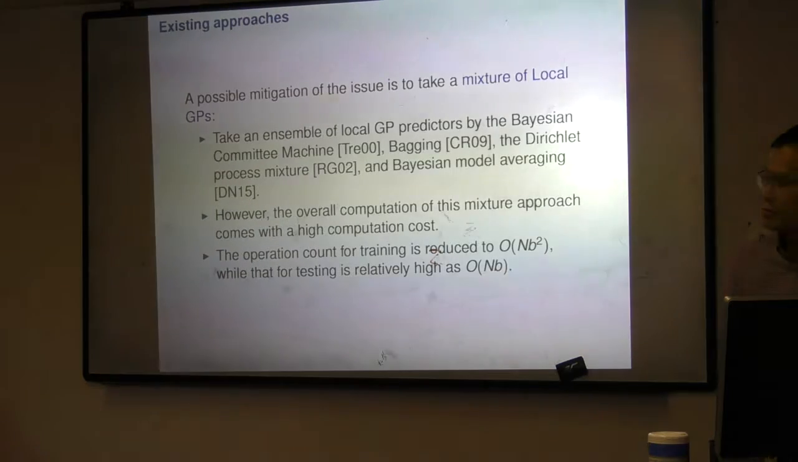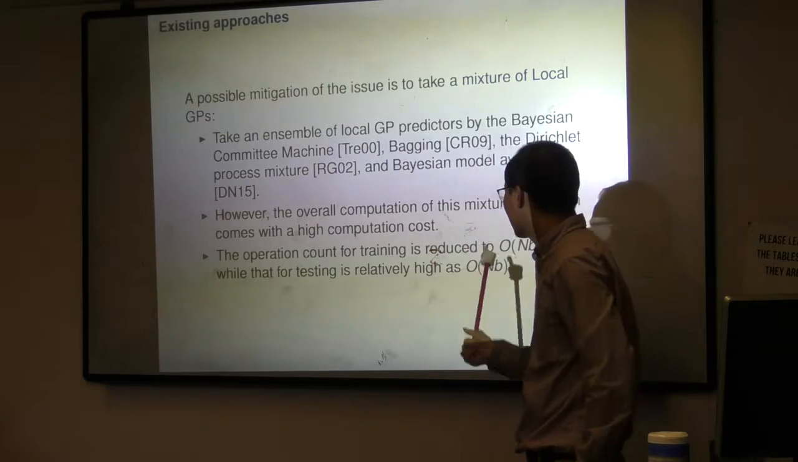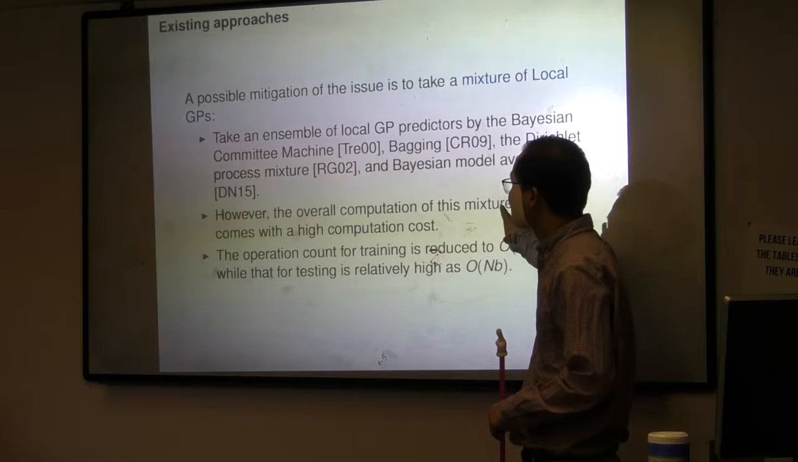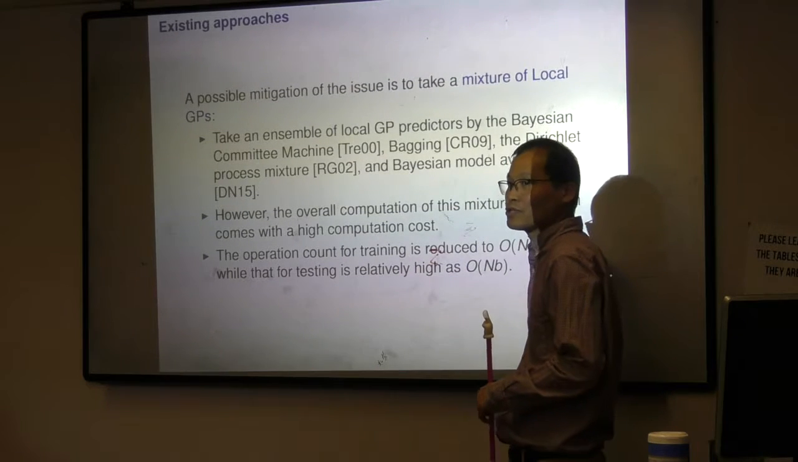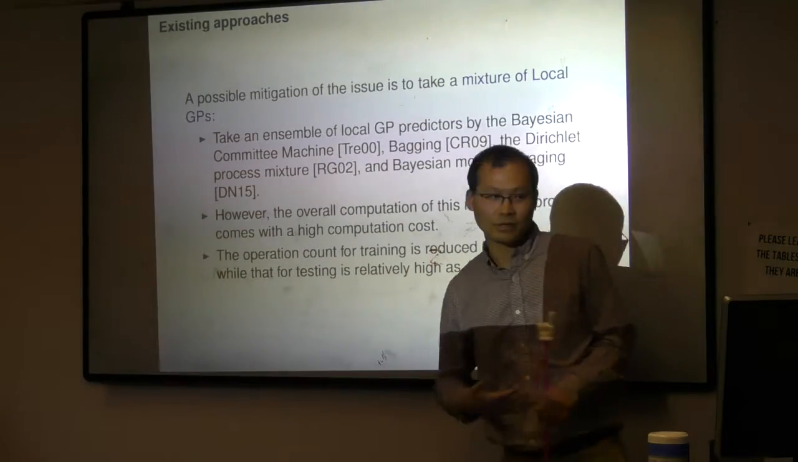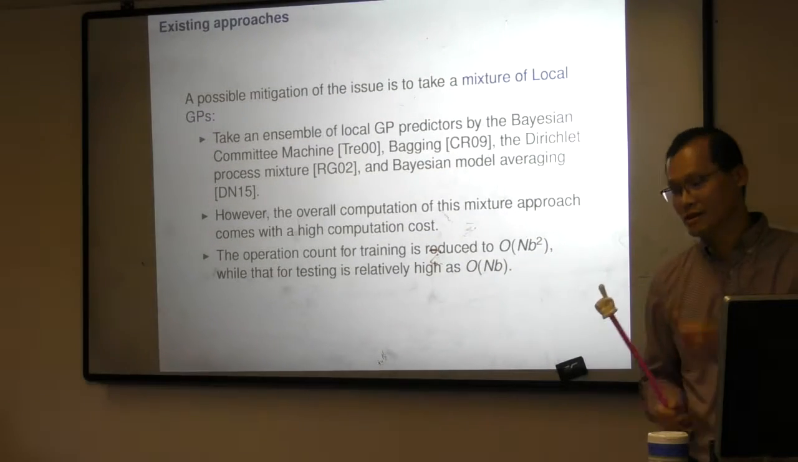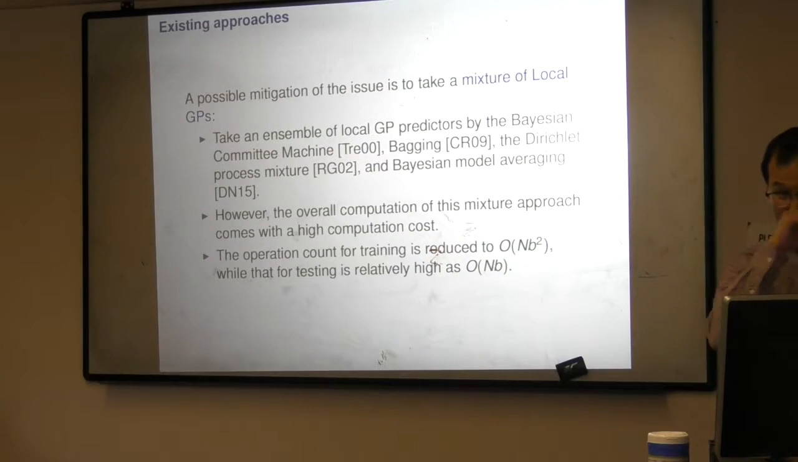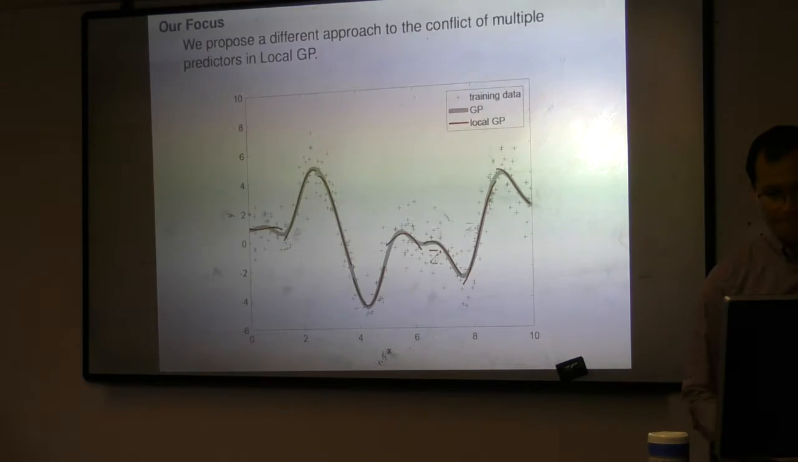This is a pretty good approach for solving the problem, but on the computation side, taking the mixture is not very good, because you need to evaluate all the local GP predictions to make one prediction, even though many of them have very small weights. So that's a computation issue with this approach.